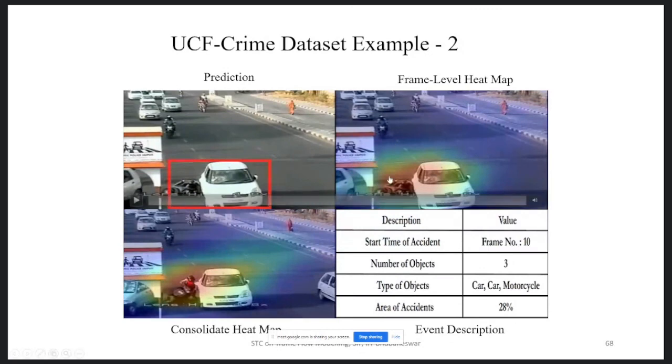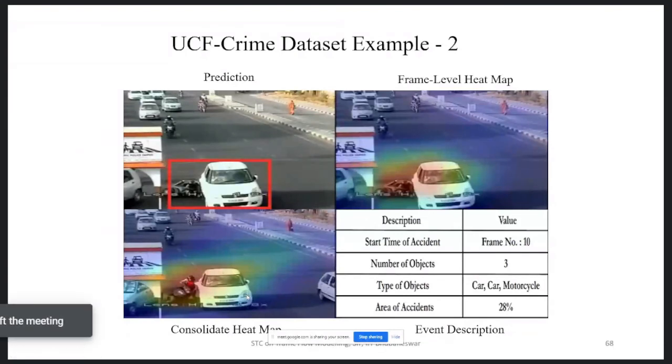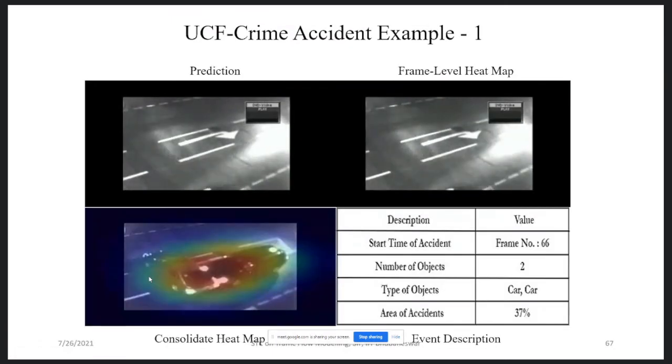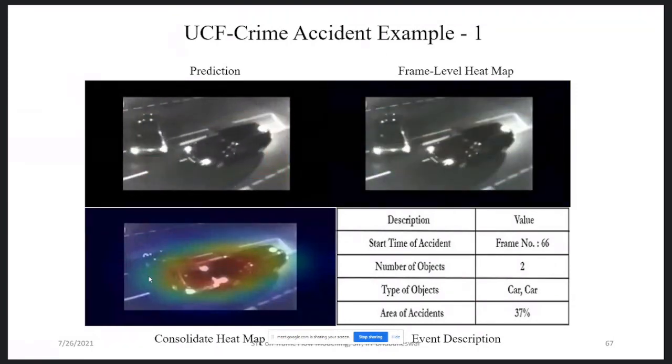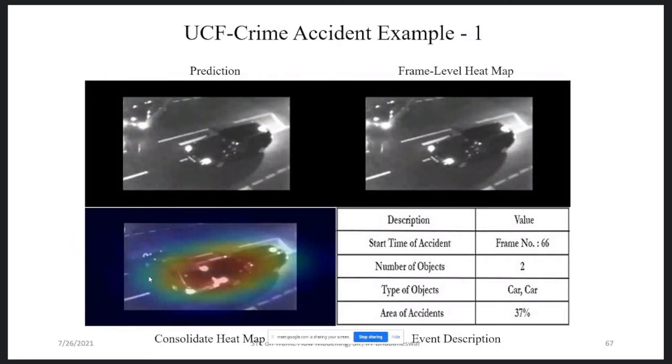Yes. The frame level heat map is shown on the top right, whereas the bottom left is the consolidated heat map, which is the heat map of the entire duration of the accident, because an accident does not happen in 1 frame. The accident is happening across 10 frames. On the top right, these are instantaneous heat maps, whereas on the bottom left, it is the consolidated heat map accumulated over all the frames affected by the accident. Hopefully, this is what the question was.